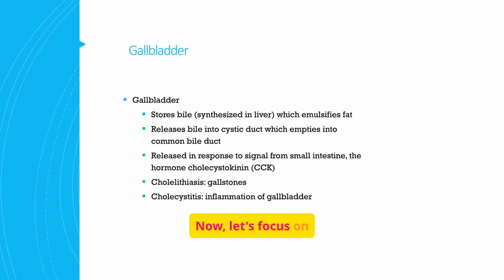Now, let's focus on the gallbladder. Its primary function is to store bile, which is synthesized in the liver and helps emulsify fats. The gallbladder releases bile into the cystic duct in response to cholecystokinin, a hormone from the small intestine. Remember, cholelithiasis refers to gallstones, and cholecystitis is inflammation of the gallbladder.